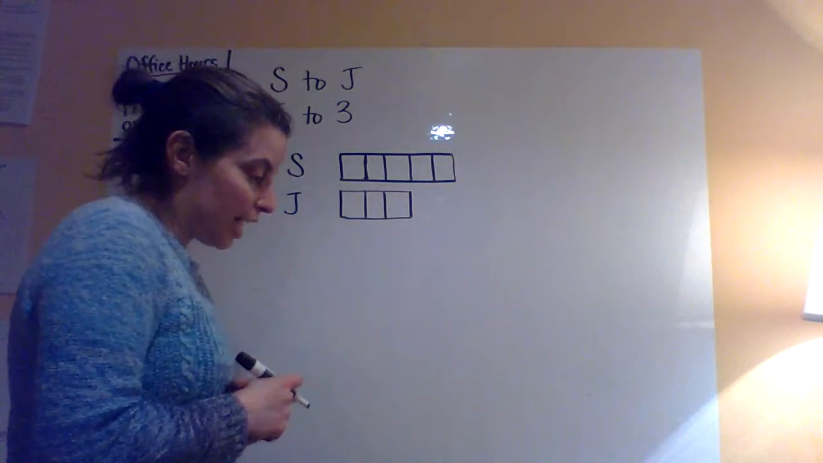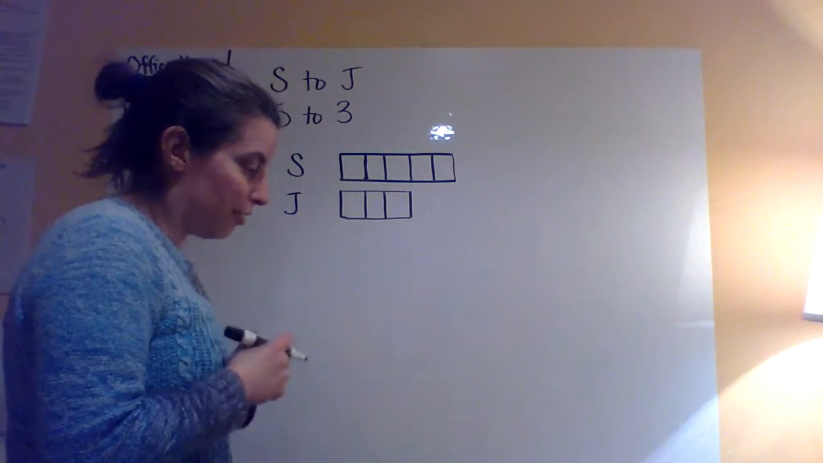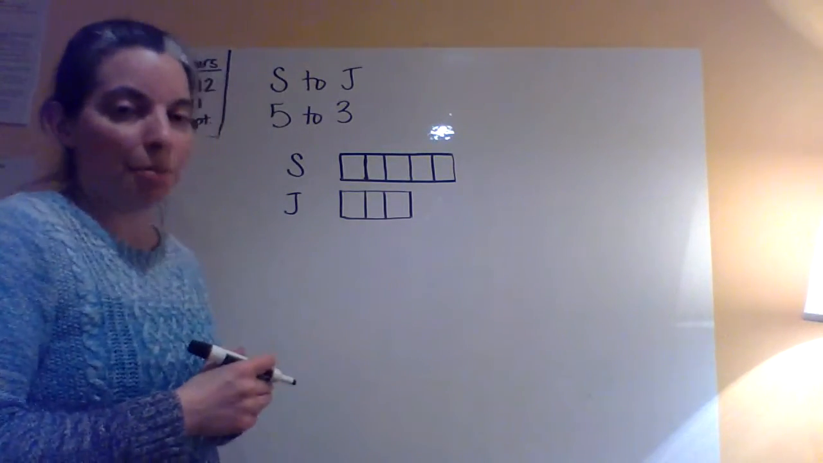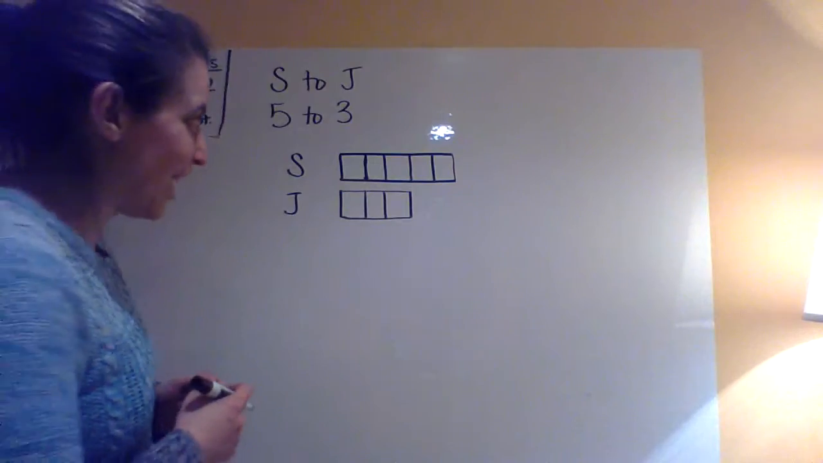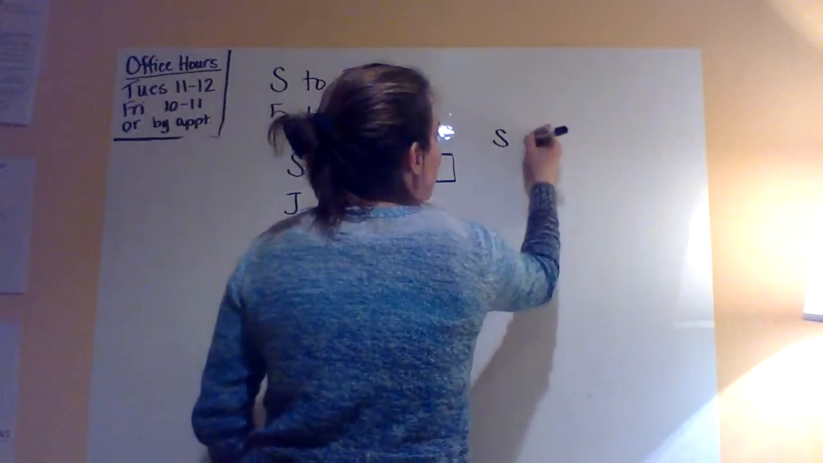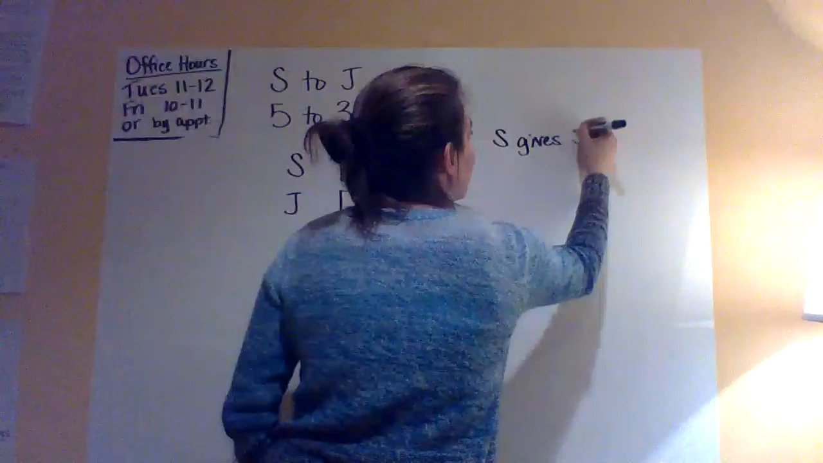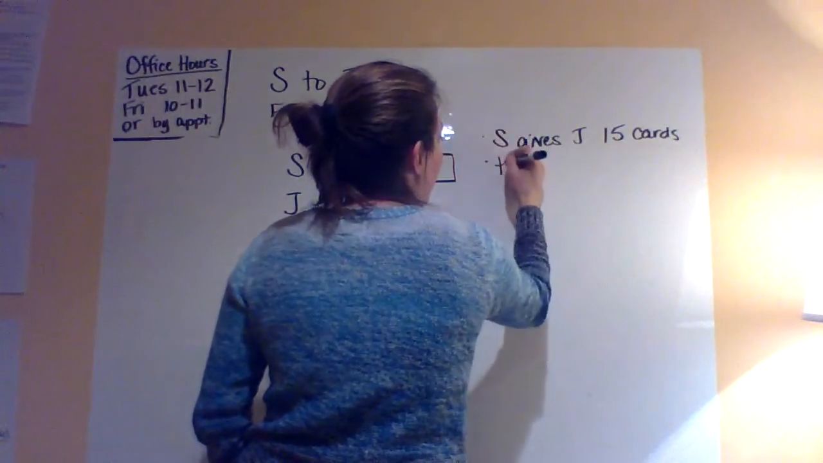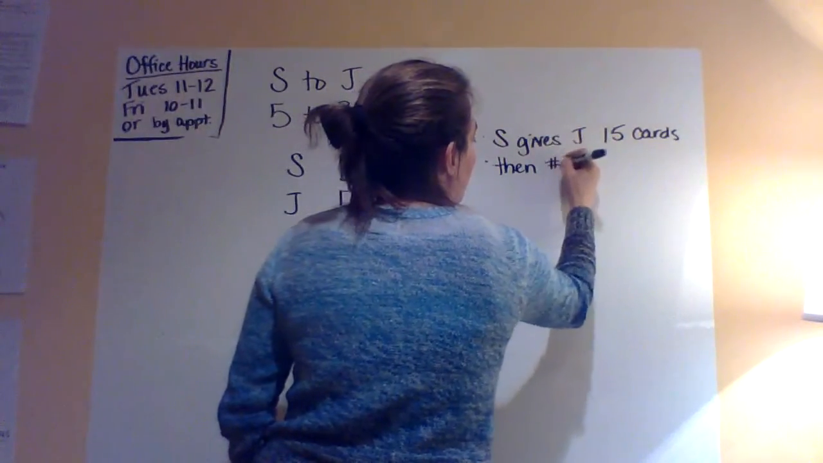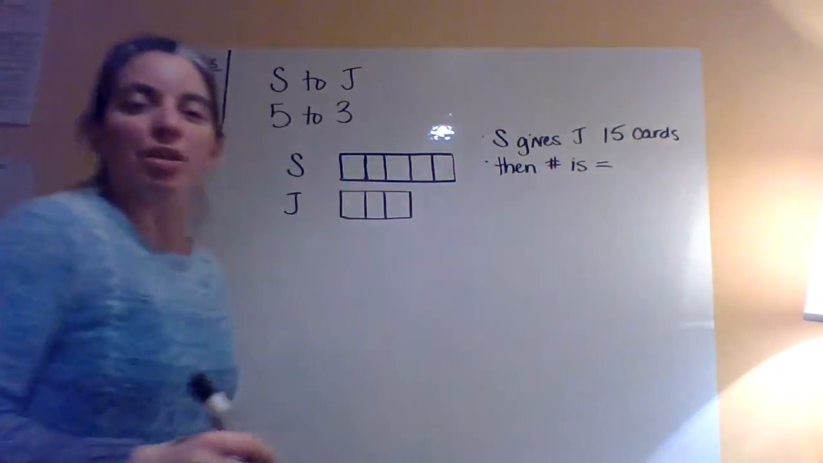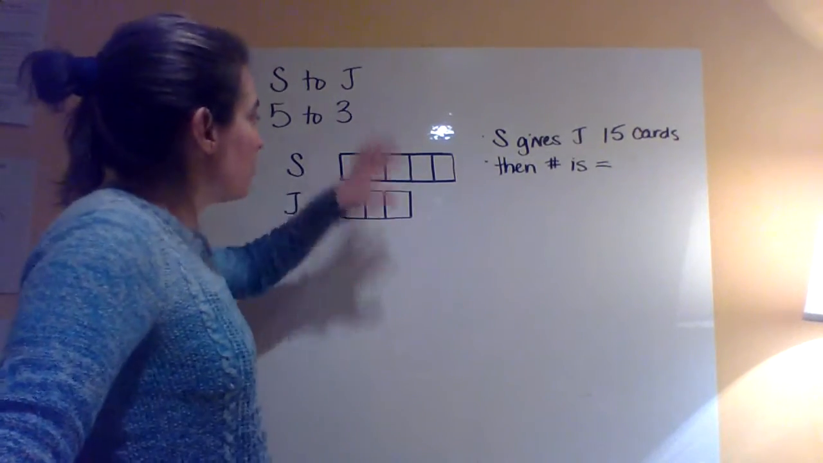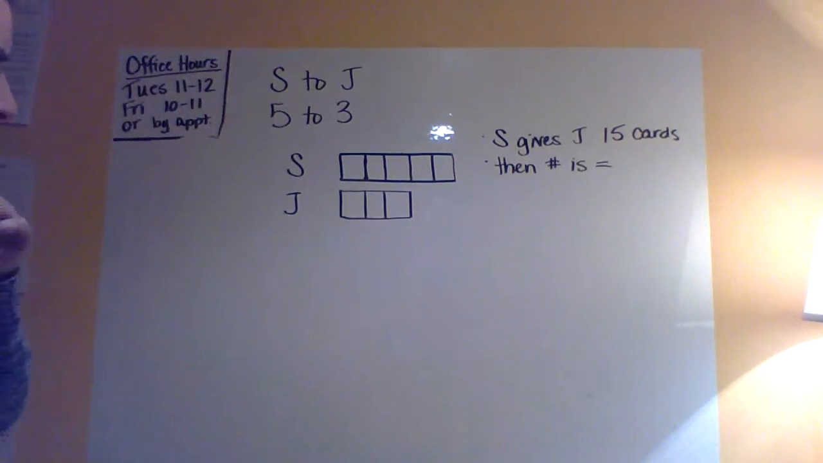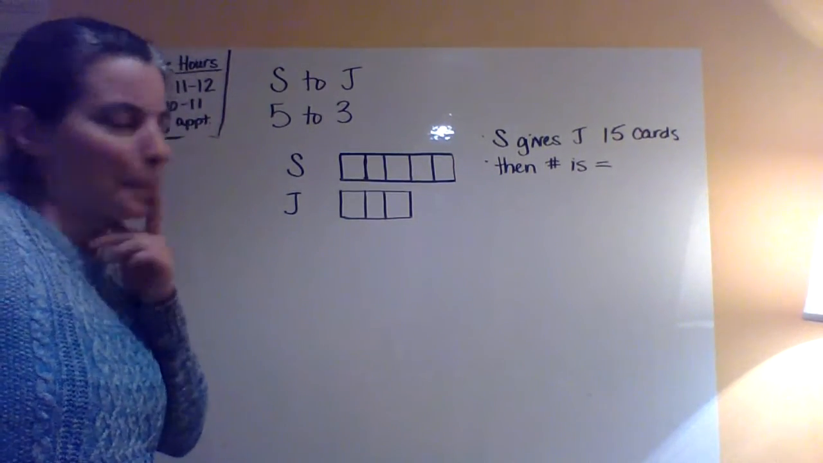So after Shantae gives Jessica 15 of her cards, both girls have the same number of cards. Okay, so let me read that again. So after Shantae gives Jessica 15 of her cards, and then the number is equal. Okay, I'm just abbreviating here. So after Shantae gives Jessica 15 cards, they have the same number of cards. So that's really tricky to figure out, right?